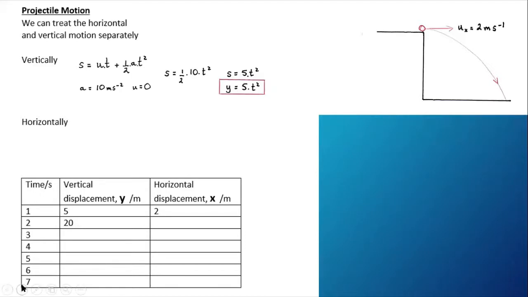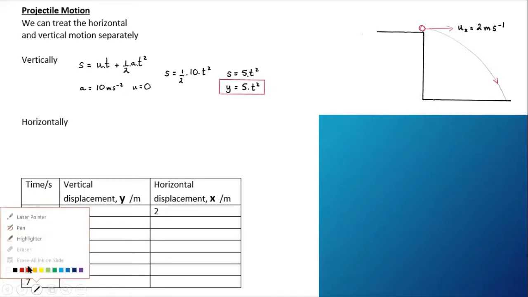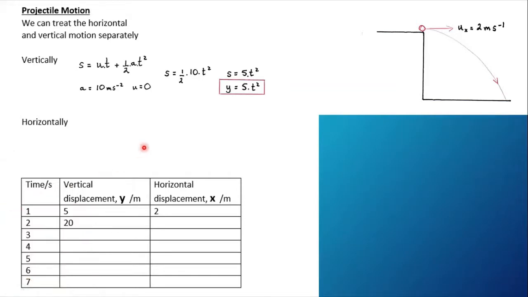Now, here we've got an object that is projected horizontally with a horizontal velocity, ux, of 2 meters per second. So let's explore that motion.